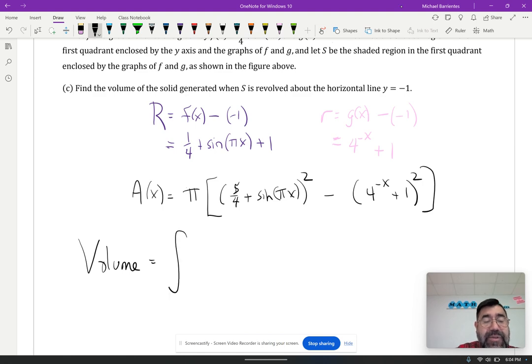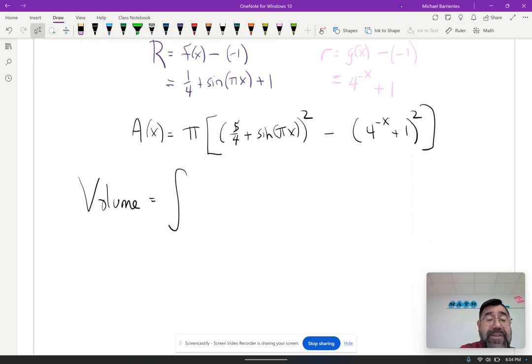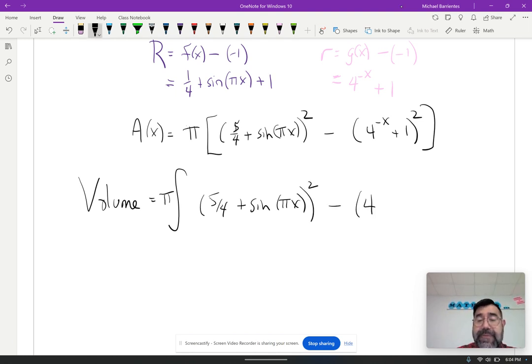that would be the integral from this intersection point to this intersection point. Well, gosh darn, I don't know either of those. But I do know the integrand is going to be this stuff. So (5/4 plus the sine of pi x) all of that squared, minus (4 to the negative x plus 1) quantity squared dx.